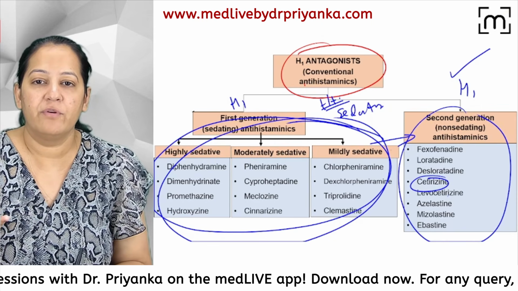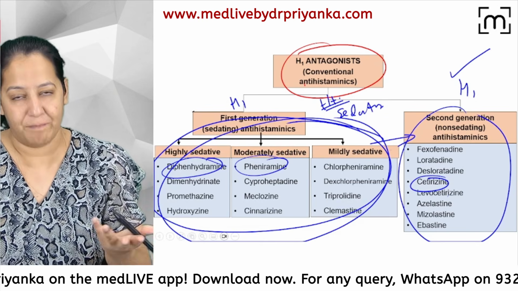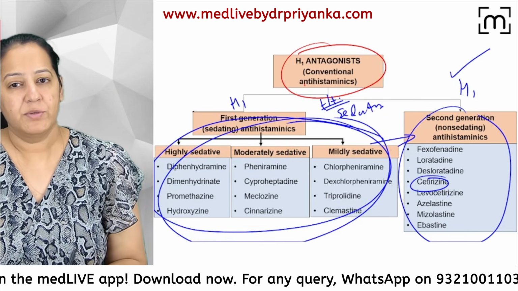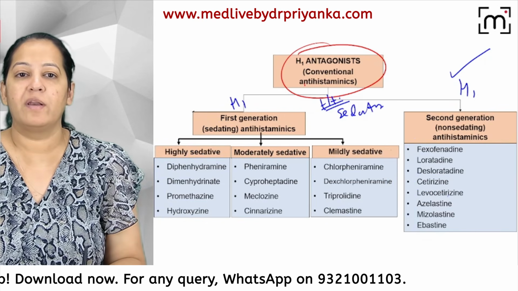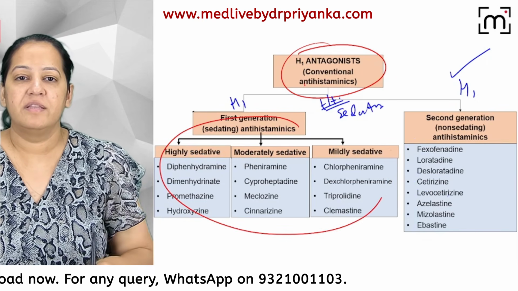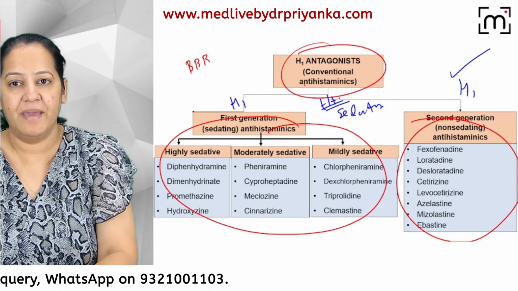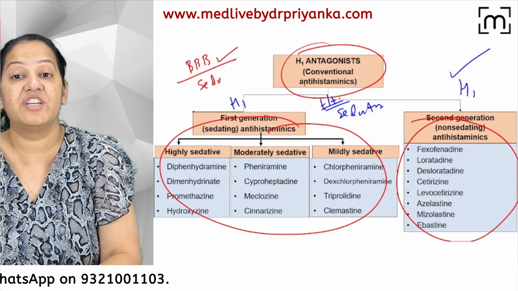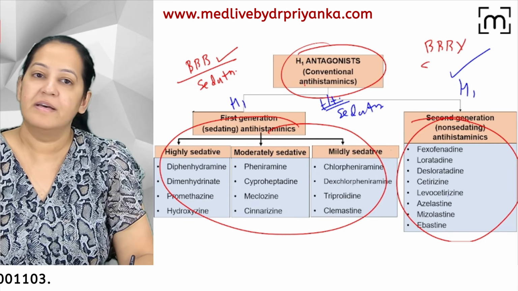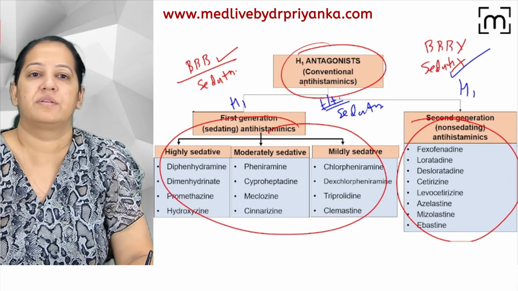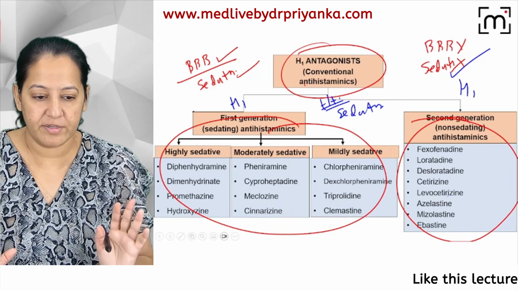It is less. But if you give chlorpheniramine or diphenhydramine, the patient feels so sleepy after taking these tablets, medicines or syrups. So the major difference between H1 first generation and second generation: these are first generation, these are second generation. First generation can cross the BBB, and that's why they produce sedation as a side effect. Second generation cannot cross the BBB, so sedation is not a side effect. They are free of sedation, and the patient is awake even after taking the medicine. How many of you got it?